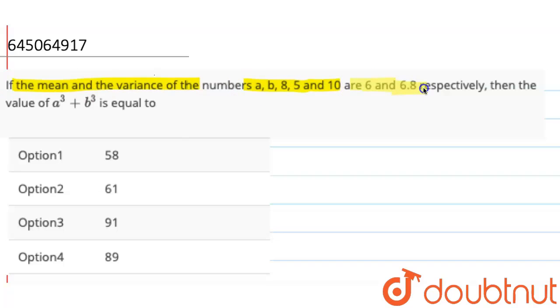If the mean and the variance of the numbers A, B, 8, 5, and 10 are 6 and 6.8 respectively, then the value of A cube plus B cube is equal to. So here we are given numbers A, B, 8, 5, and 10.